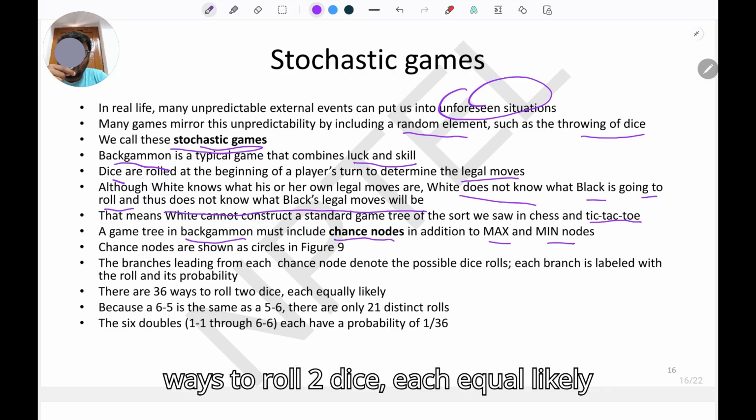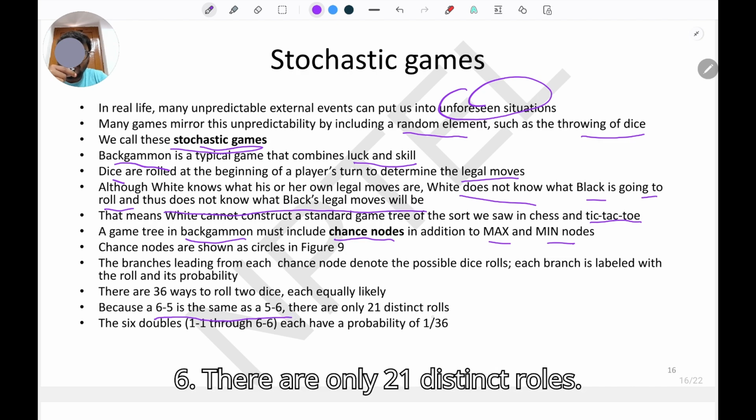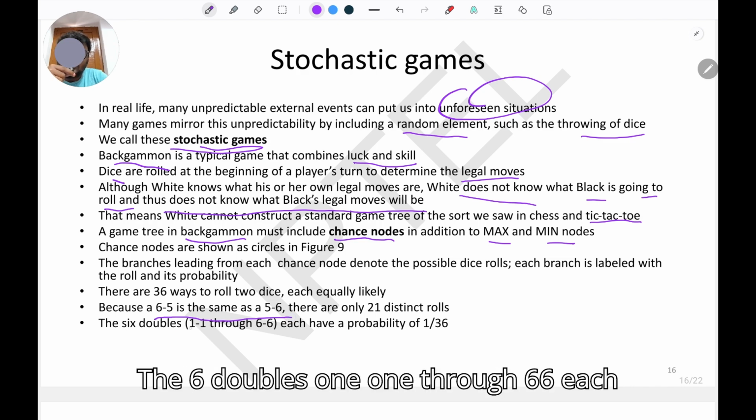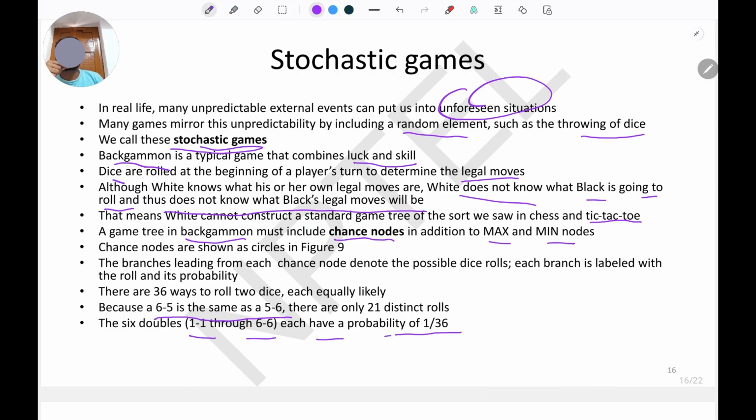There are 36 ways to roll 2 dice, each equally likely. Because 6-5 is the same as 5-6, there are only 21 distinct rolls. The 6 doubles, 1-1 through 6-6, each have a probability of 1/36.